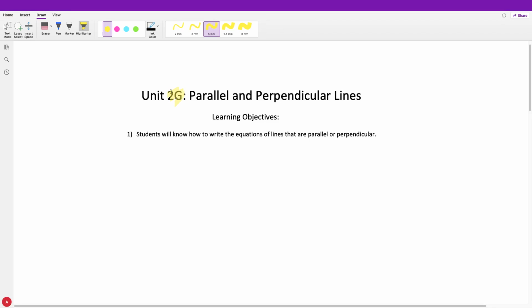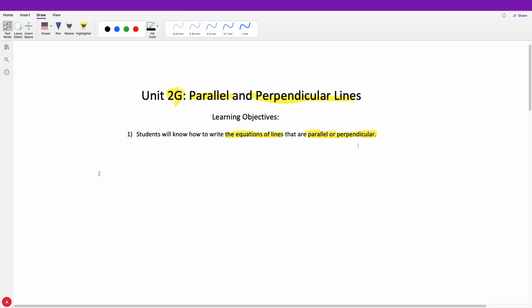All right, so we're now moving on to section 2G, and we are going to be dealing with parallel and perpendicular lines. So our objective or our goal for today is you will now know how to write the equations of lines given that they're parallel or perpendicular to each other. So we're going to have to be able to identify what it means to be parallel and perpendicular and use that information to then write the equation of a line.